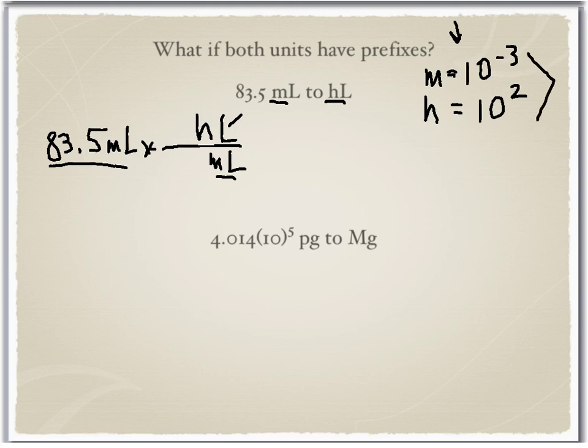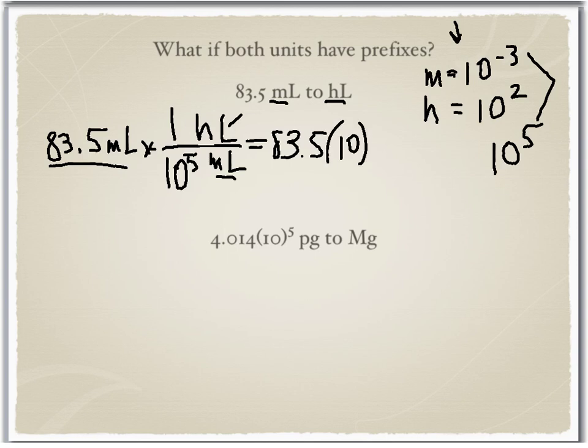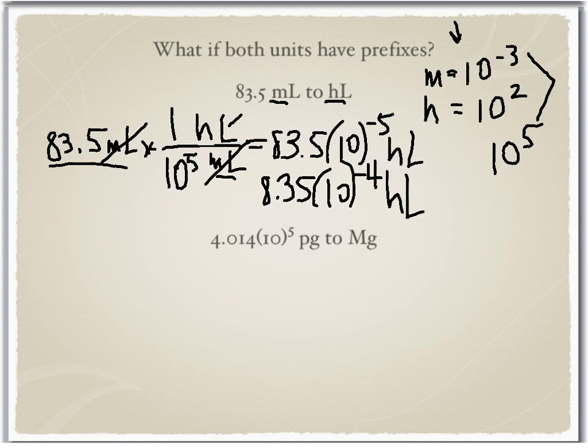These differ by a factor of 10 to the fifth. And so 10 to the fifth then will go, well, will it go in the numerator or denominator? Well, it's going to go by the smaller unit, milli, 10 to the fifth, and then 1 up there. And then when we divide, we get 83.5 times 10 to the negative fifth hectoliters. Milliliters cancel. With scientific notation, we have to move the decimal to the left 1 space. And so that's going to make it negative 4 hectoliters. Try this one.